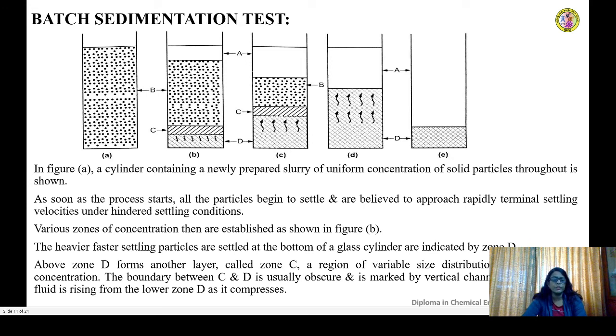Initially the bottom zone D will have the faster settling particles along with the liquid. After the settling, zone D will compress as the liquid present will issue from zone D into zone C. So the interface between zone C and zone D will be marked by the vertical channels through which the liquid will issue from zone D into zone C as zone D compresses from time to time.